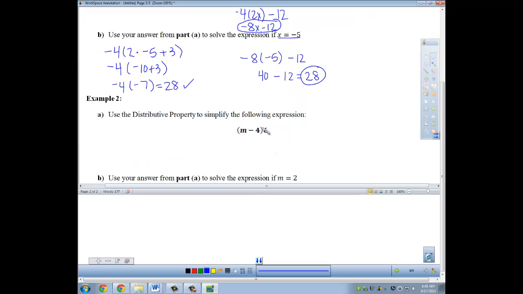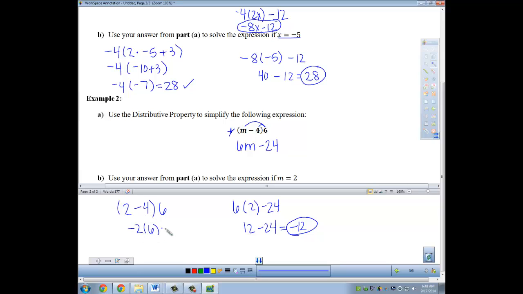Example 2, doing the same thing. So simplify the expression first. We got 6 times m is 6m, minus 6 times 4 is 24. And then I'm going to plug in m equals 2, so 6 times 2 minus 24. 6 times 2 is 12, minus 24 is negative 12. So let's check our answer. So use the original equation. We have 2 minus 4 times 6. 2 minus 4 is negative 2 times 6. We got negative 12. So we're good.